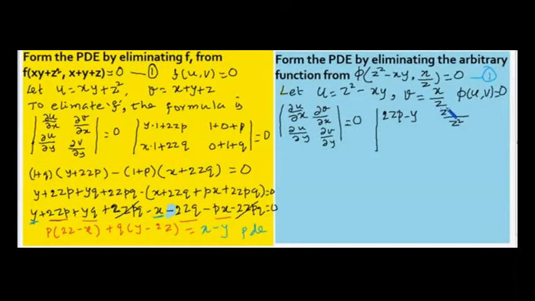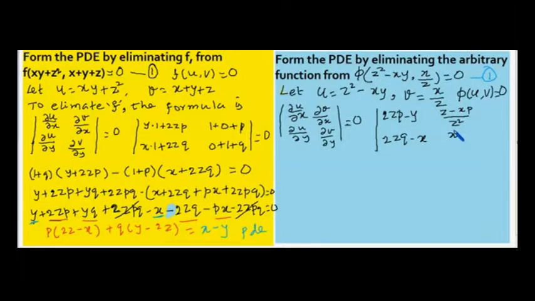Now, to form the partial differential equation, we know the formula: the determinant of dou u by dou x, dou v by dou x, dou u by dou y, dou v by dou y is equal to 0. So you find out dou u by dou x first. You look into the term u. The right hand side is z squared. First you differentiate z squared, it is 2 into z, and differentiation of z again, it is dou z by dou x, written as p. And the second term is minus of x into y. You treat minus y as a constant, the differentiation of x is 1.